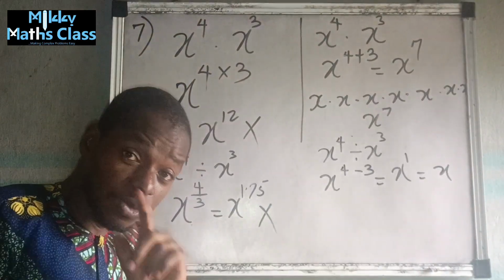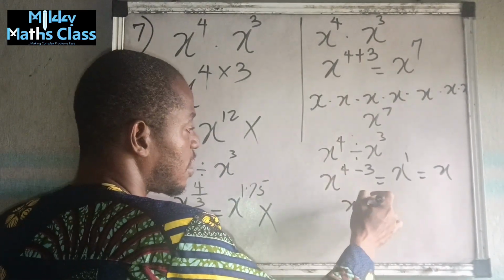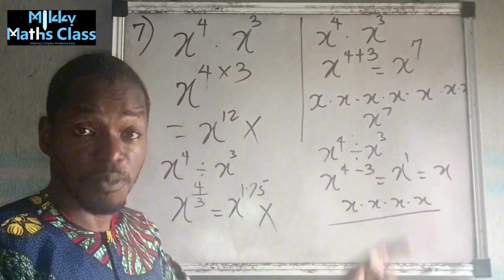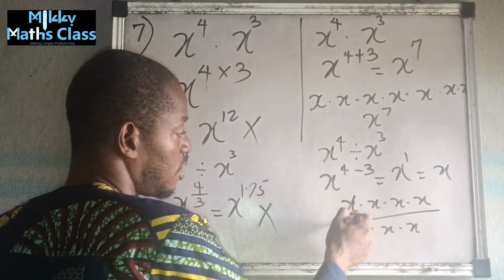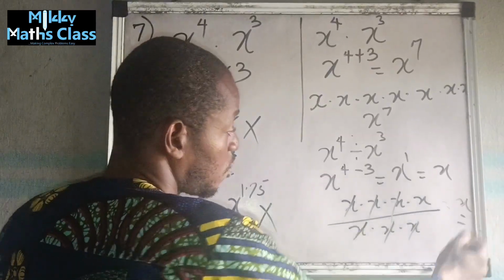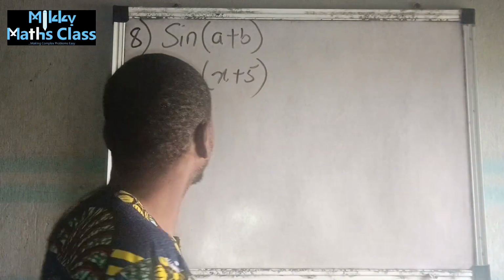Now, how do we get that? We will use the same thing to prove. X to the power of 4 is x times x times x times x, divided by x to the power of 3, which is x times x times x. Now this will cancel, this will cancel, this will cancel. We are left with 1x, which is equal to x. So don't fall into that trap. All right, let's look at mistake number 8.